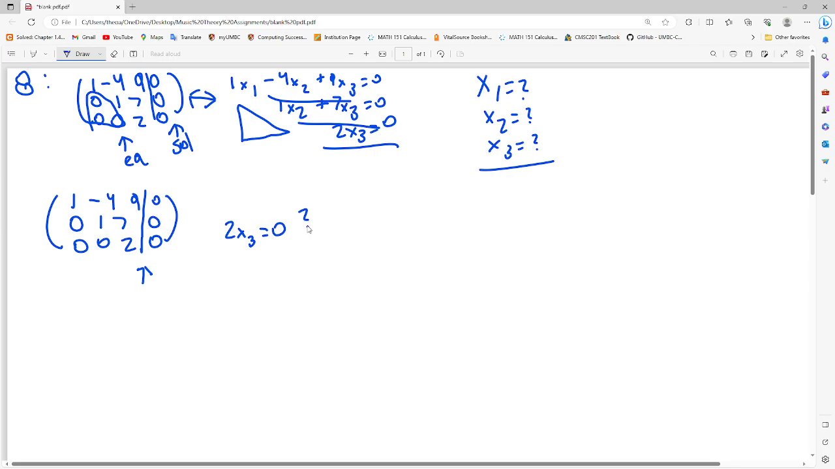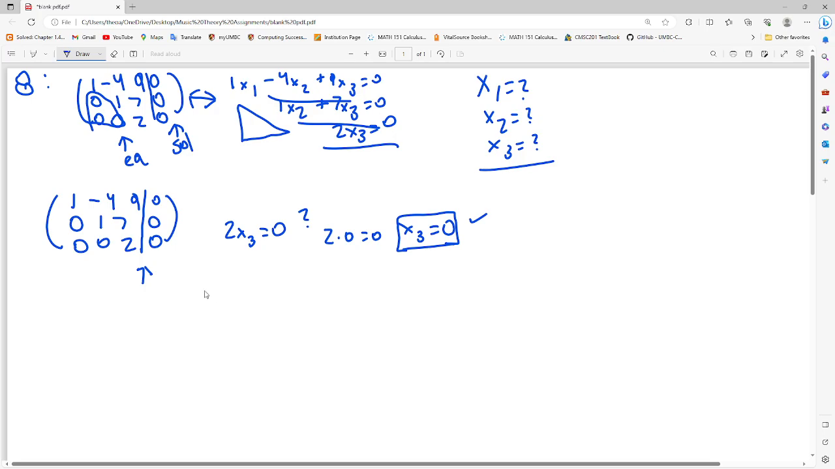And so you have to ask yourself right here, 2 times what equals 0? Yep, it would be 0. 2 times 0 equals 0. Therefore, x3 must equal 0. And you have one of your values right there. So now that you have this x3, you can use it in the rest of the problems. Like, this is yours to use, and you're going to want to use it.